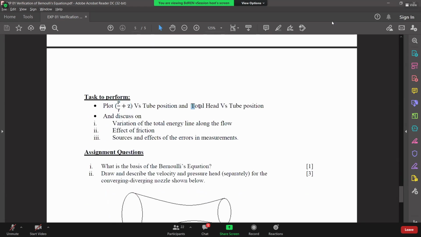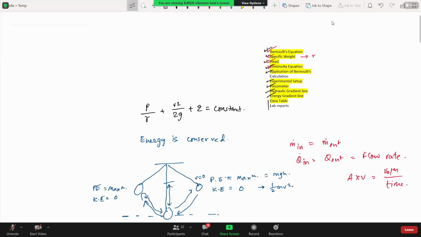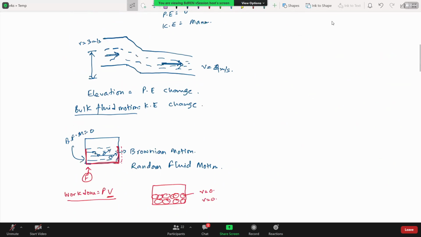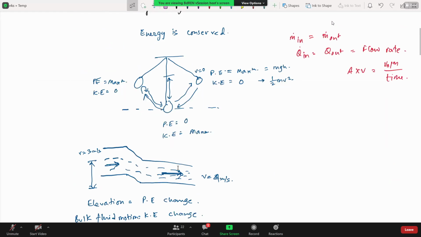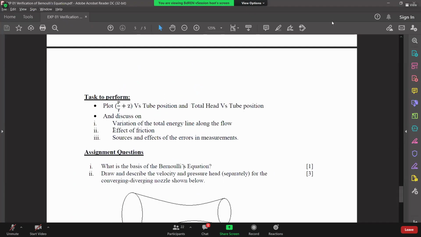So you have drawn the energy gradient line, that is the total head, and you have drawn the hydraulic gradient line, right? And you have to discuss why there are some variations in the total energy line. If you have drawn it, you would have seen it. And then you have to discuss the effect of friction. The total energy line will be slanted downward a bit as I have shown you, and you have to discuss that.